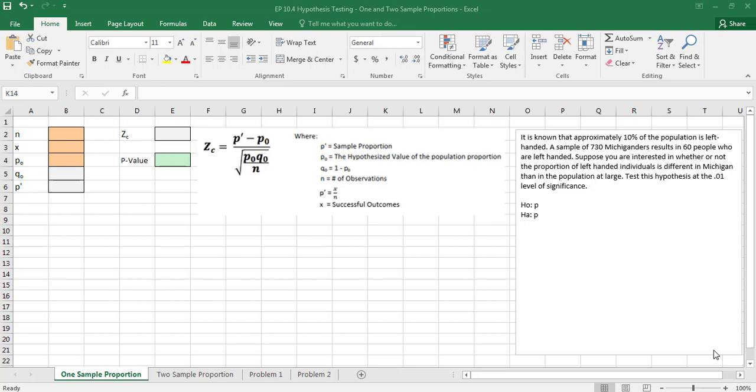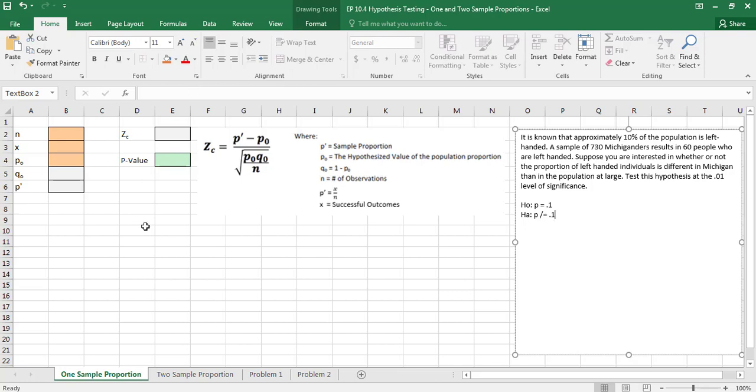Alright, the first step in this process will be to set up our null and alternative hypotheses. So if we look closer at the question, we'll notice that it says that suppose you are interested in whether or not the proportion of left-handed individuals is different in Michigan than in the population at large. So this wording here, "is different from", suggests that we have a two-tailed test, meaning the null hypothesis is going to be equal to 0.1, which was the percentage. And the alternative hypothesis is that it is not equal to 0.1.